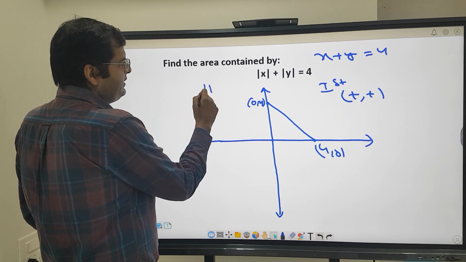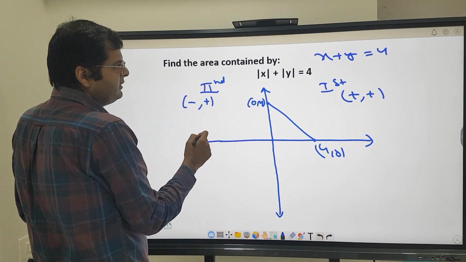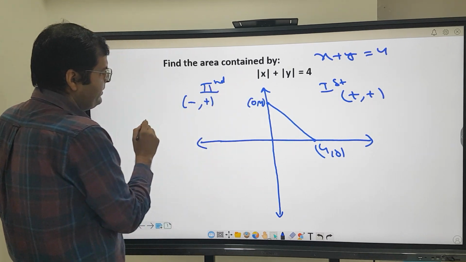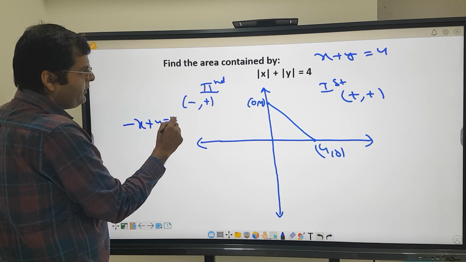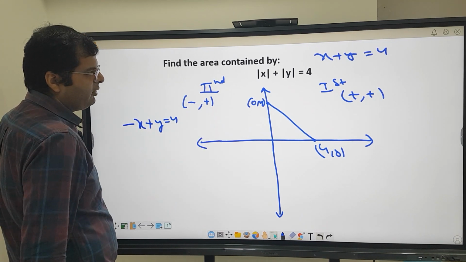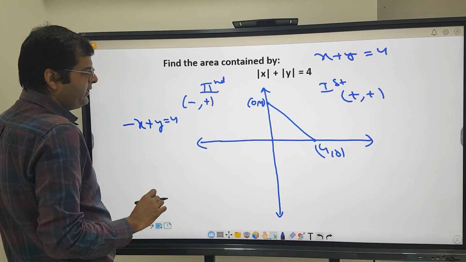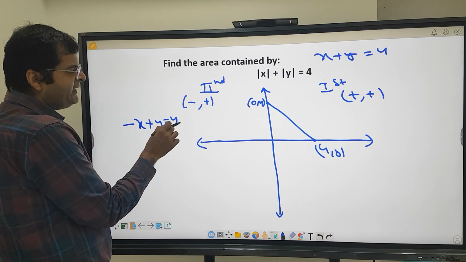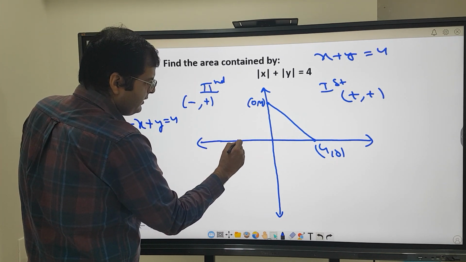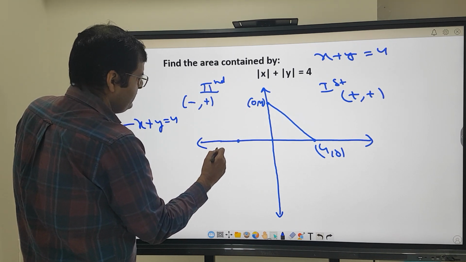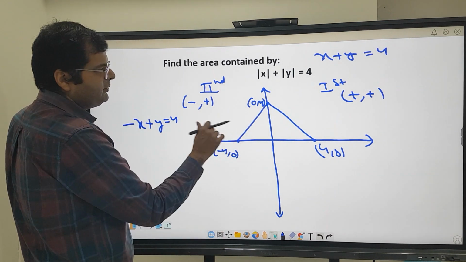In the second quadrant, x is negative and y is positive. So when x is negative, |x| becomes minus x. y is positive, so it is plus y. So minus x plus y equals 4. This is the equation of the line in the second quadrant. Now if I put x as 0, we get y as 4, which is one of the points. If I put y as 0, we get minus x as 4, or x is minus 4. So this is the point (-4, 0). If I connect these 2 points, this is the line in the second quadrant.